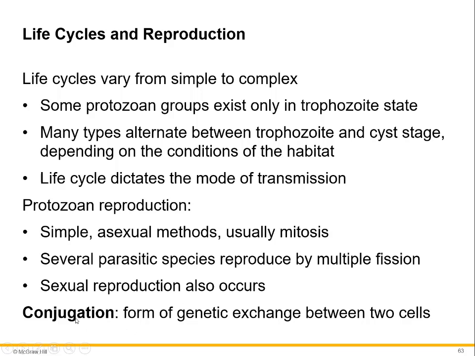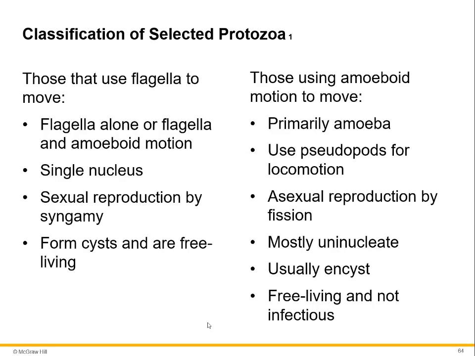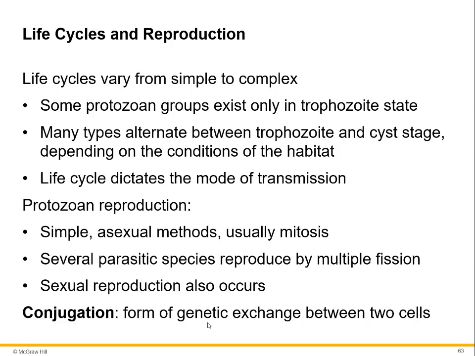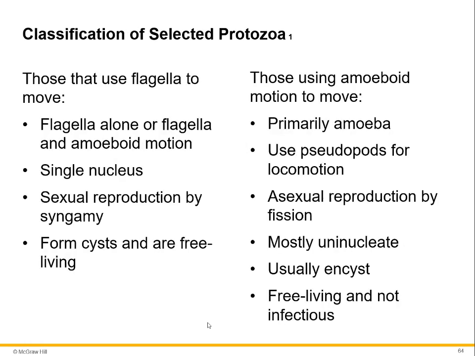So conjugation can be possible where they exchange genetic material between two cells, so there would be a connection between the two cells. And you might have seen this with spirogyra, long strands of the spirogyra, where they exchange genetic material between the two cells. But that's really more of an algae thing. But conjugation can happen as well between protozoans.